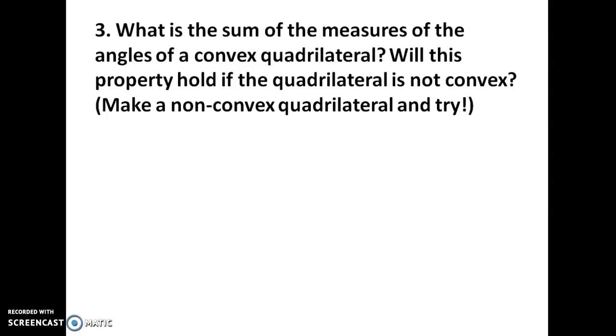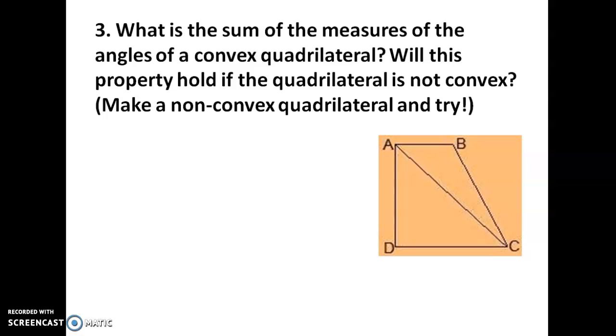What is the sum of the measures of the angles of a convex quadrilateral? Will this property hold if the quadrilateral is not convex? Okay, so this is a convex quadrilateral, having 4 sides. Okay, 1, 2, 3, 4. 4 sides you are having, and this is one diagonal you can draw from here to here also. Okay, so this is a convex polygon, quadrilateral. So they are asking sum of the measures of the angles.